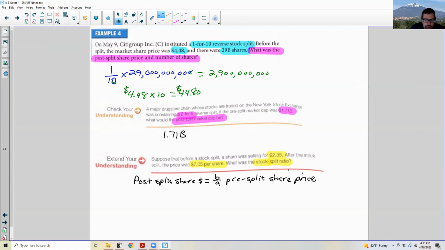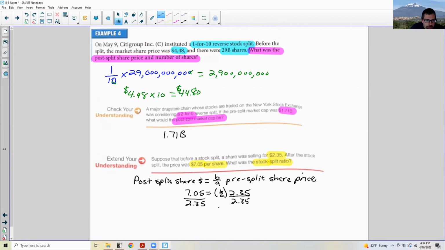All right, so post-split share price 705 times some ratio equals, nope, I'm sorry, disregard that. I forgot the equal sign. Post-split share price 705 equals the ratio times the pre-split share price. In order to get that ratio by itself, we divide by 235 on both sides.